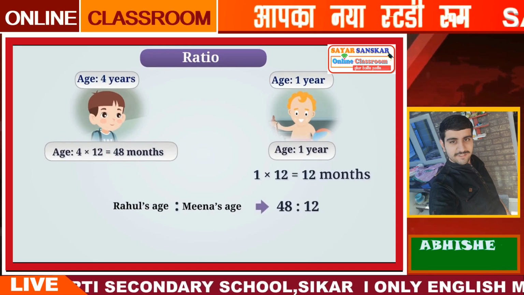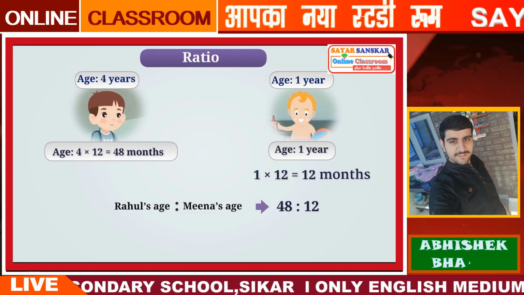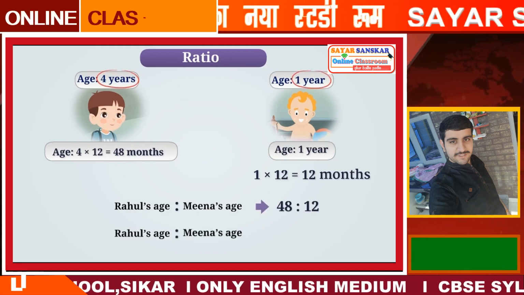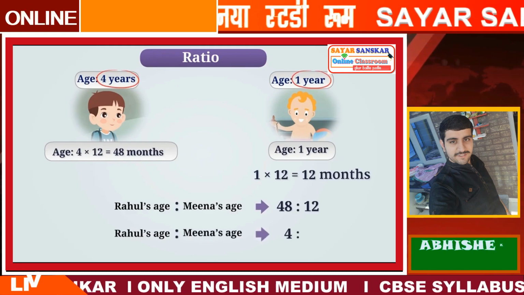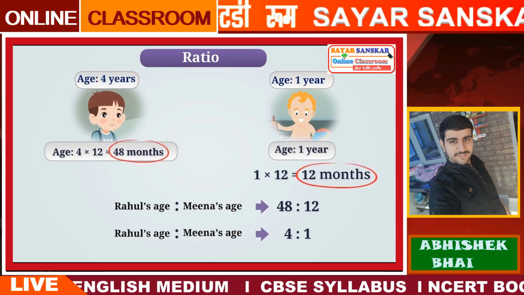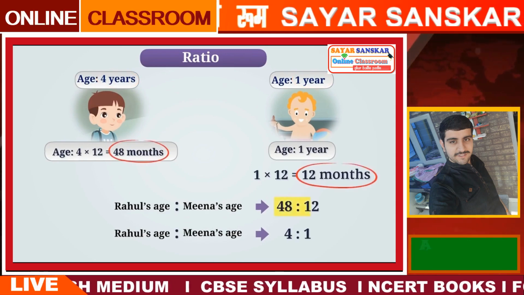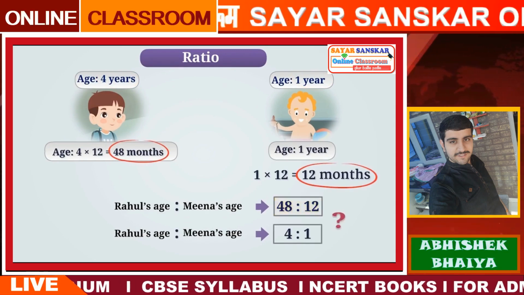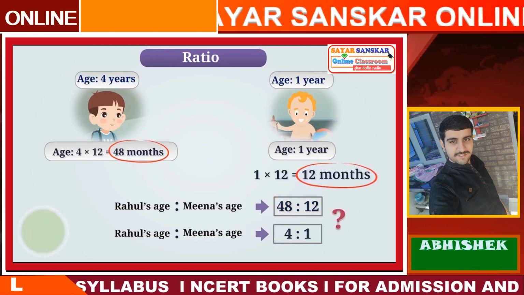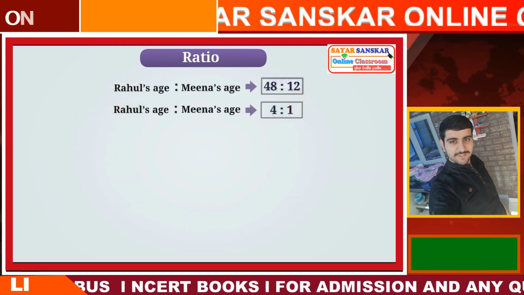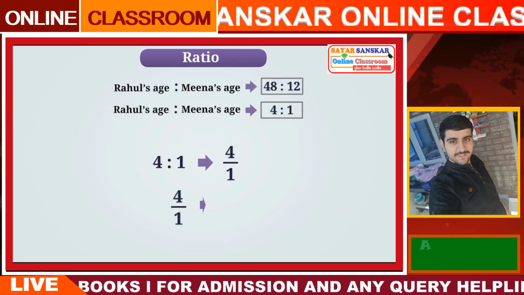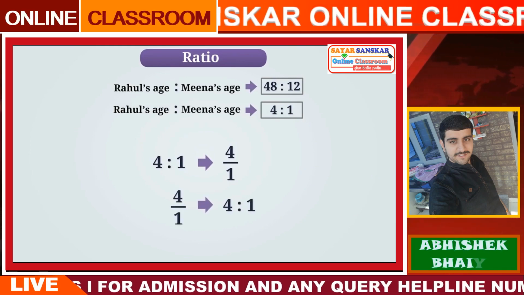Now you must have a question: when we kept the units in years and found the ratio of the ages, the result was 4 is to 1, but when the units are kept in months, we got a ratio of 48 is to 12. Are these ratios equal? Let me tell you for your information, we can represent any ratio in the form of a fraction and any fraction in the form of a ratio. Therefore, we can write 48 is to 12 as 48 by 12.